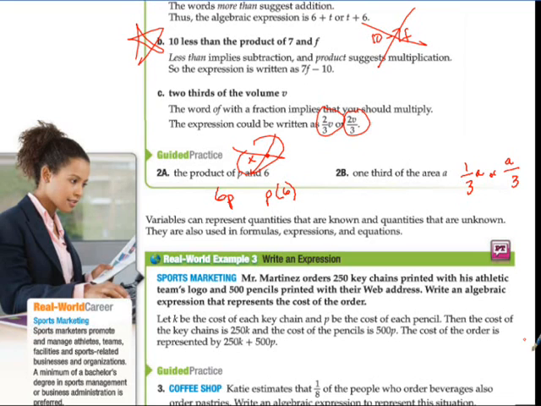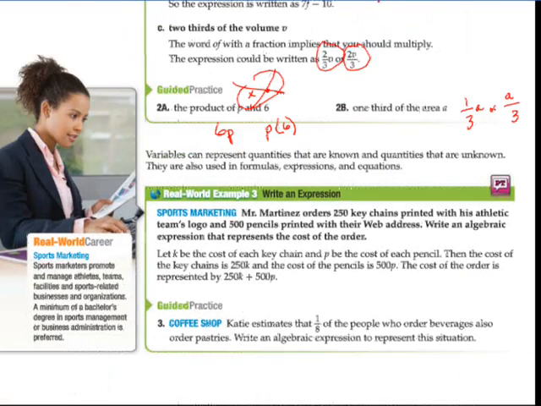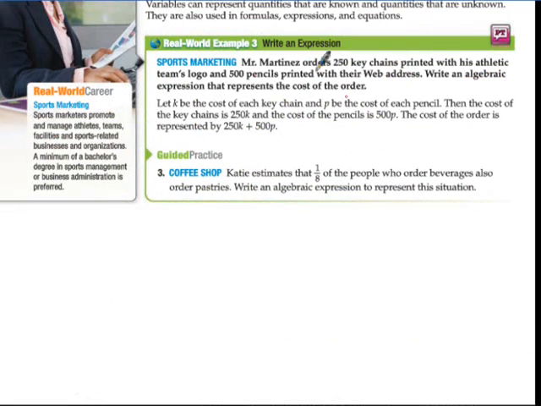Let's take a look at a real world example over here in writing a written expression. They give you the example of Mr. Martinez orders 250 keychains, 500 pencils, and then we want to know the cost. So the cost for the keychains is K, the cost for the pencils is P, so 250K plus 500P.